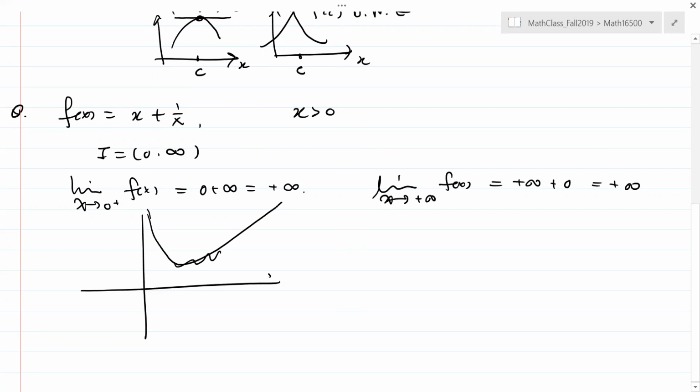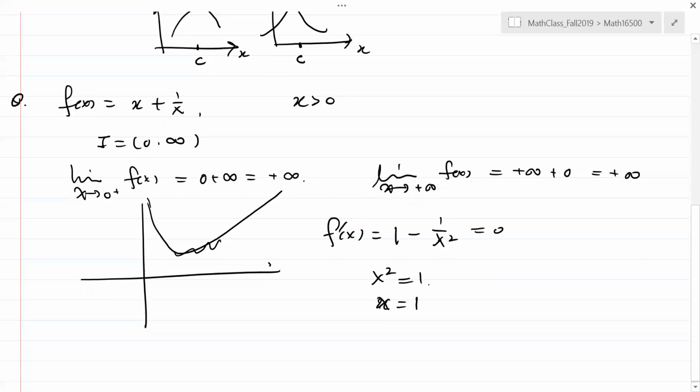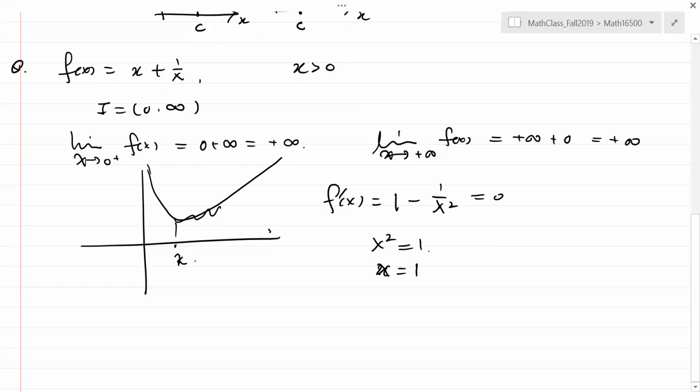The smallest, the least value. So you look at the derivative, you get 1 minus 1 over x squared. Find the derivative, and this should be equal to 0, you solve that. And you find out x squared is going to be 1, x is going to be positive, because we only consider positive x. So 1 is the unique critical number.